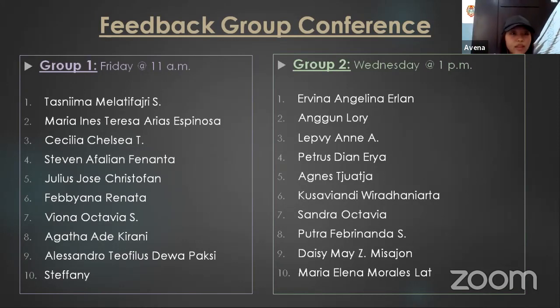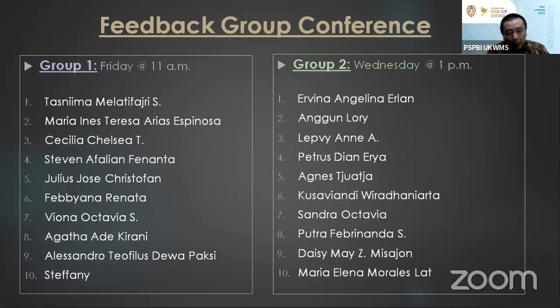Tasnima, the first one, and then Maria Ines, and then Cecilia, Steven, Julius, Fabiana, Fiona, Agatha, Alessandro, and Stephanie. And in group 2, we have 10 students as well: Ervina, Anggun, Lepi, Petrus, Agnes, Husafiandi, Sandra, Putra, Daisy, and Maria Elena. Okay, excuse me. We have Ervina, sir, in group 2, number one. Oh yeah, all right, okay, thank you. So is there anyone whose name I haven't mentioned?